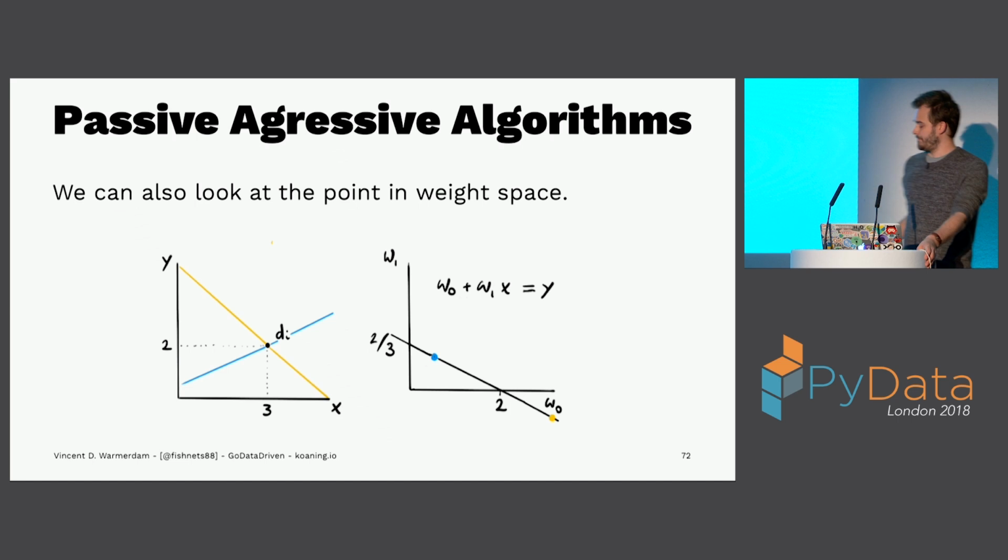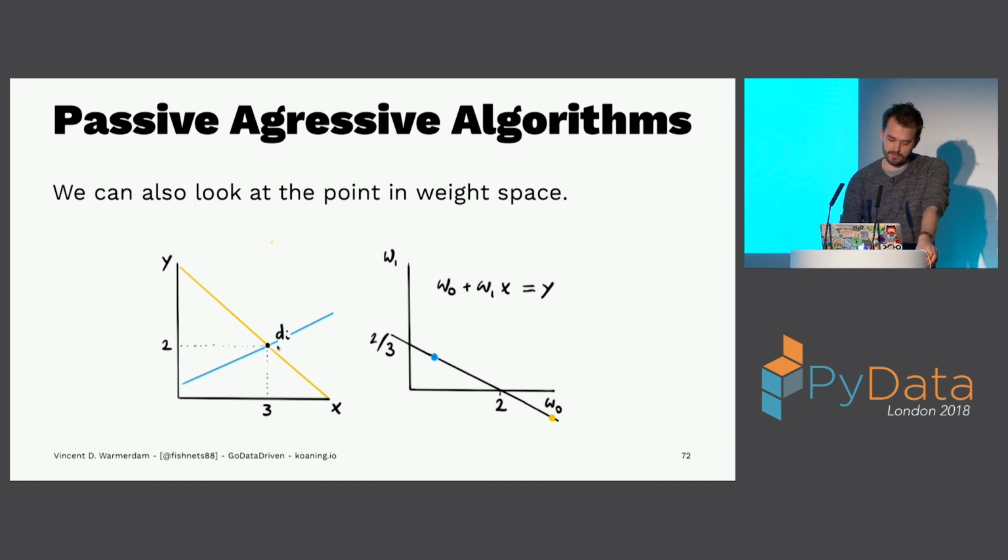However, I can make a second plot. Again, this is the point and the line going through, and this is a plot of x and y. But next to it, you see a plot of the weight space. So this is the intercept, and this is the slope. And the blue dot here corresponds with this blue line, and the yellow dot corresponds with the yellow line. As far as this point is concerned, every single thing on this straight line is equal in terms of fit.